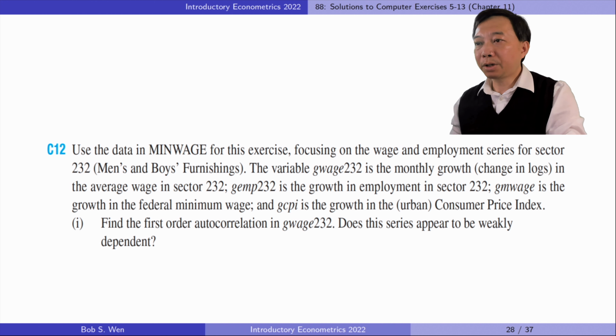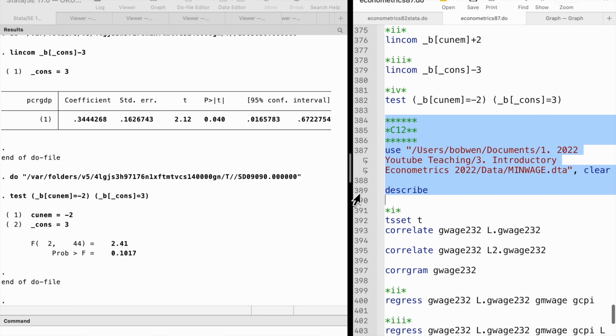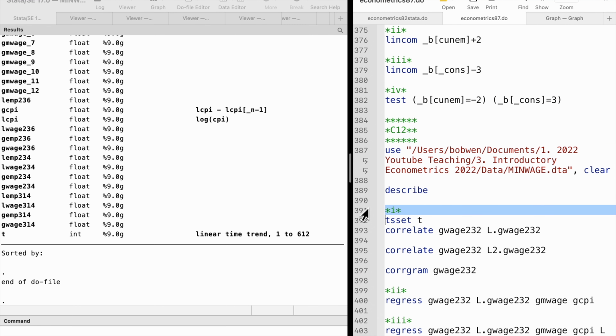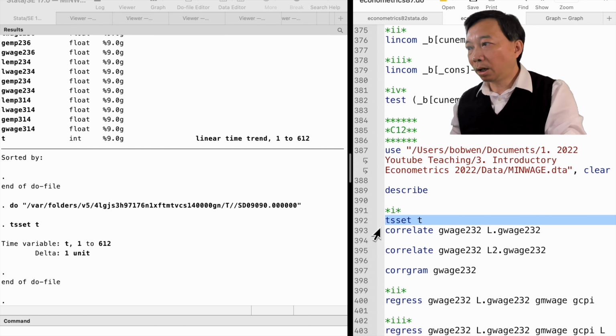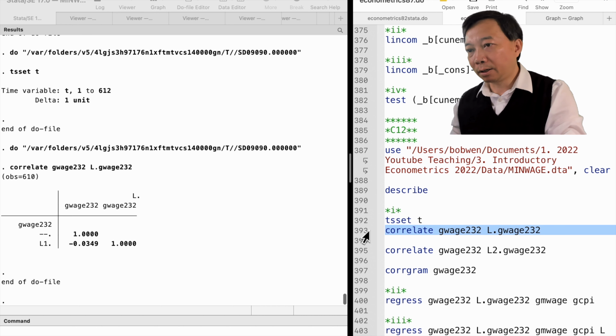Let's do computer exercise 12. In part 1, find the first-order autocorrelation for the growth in the average wage in sector 232. Does this series appear to be weakly dependent? The first-order autocorrelation is tiny, -0.0349. It is likely to be weakly dependent.